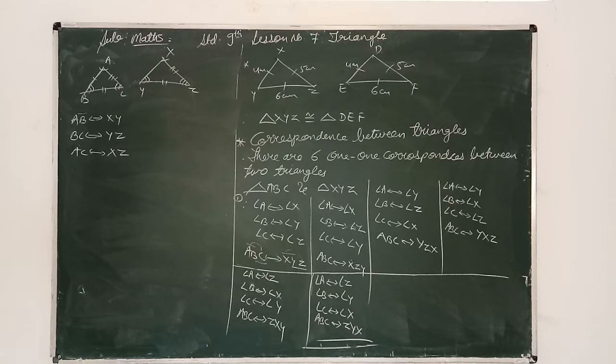Congruence of a triangle. What is it? Two triangles are congruent if, for the given correspondence, the sides and angles of one triangle are equal to the corresponding sides and angles of the other triangle. Then they are called congruent triangles. It depends, there are different conditions. I'm explaining.